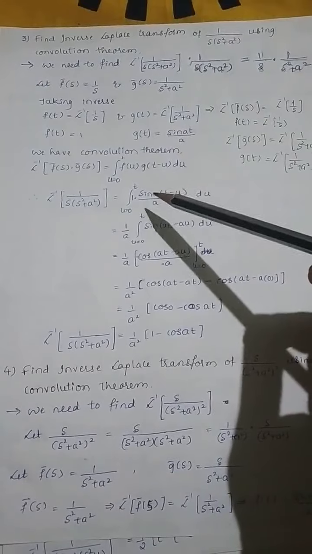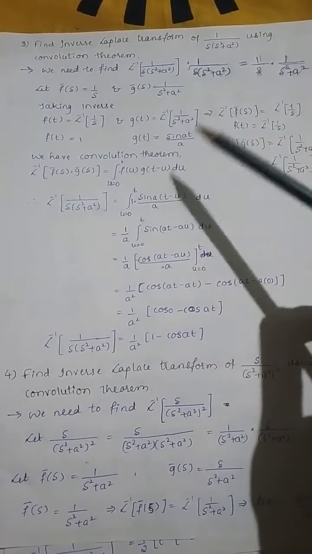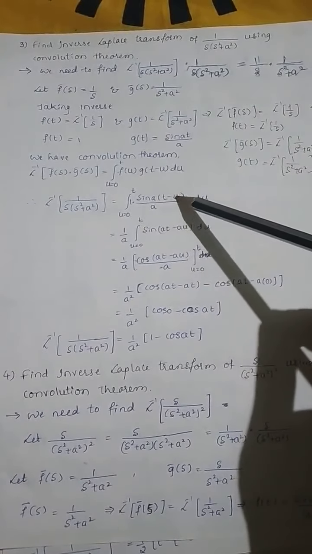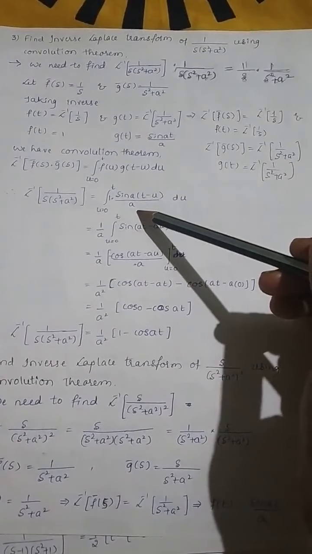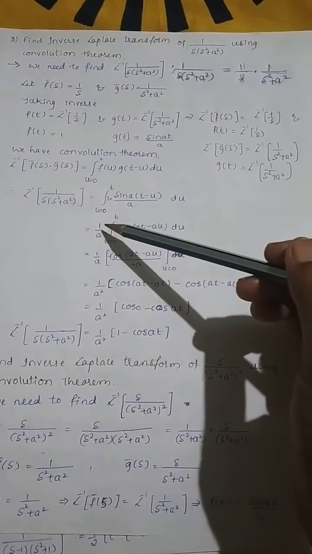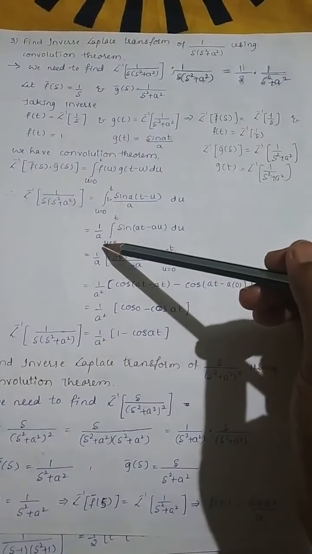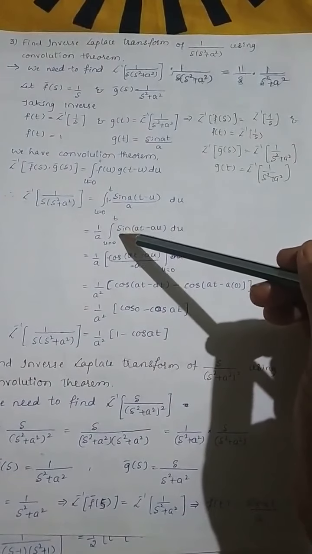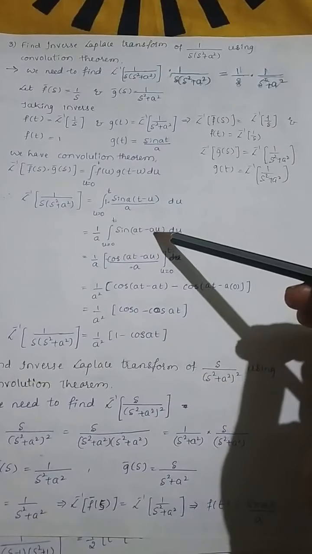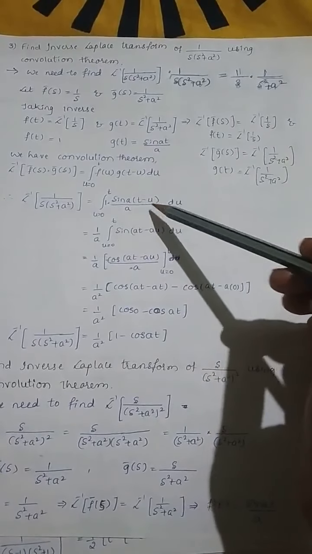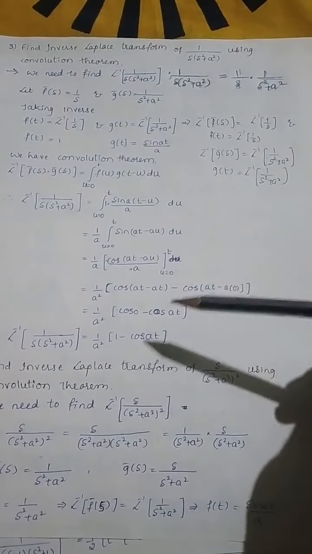Next, g of t minus u is nothing but g of t term. In place of t, it is t minus u. Sin of a into t minus u upon a with respect to u. Next, taking 1 by a outside, 1 by a into integration u equals to 0 to t sin of a t minus u, means multiply a to the bracket term, with respect to u.